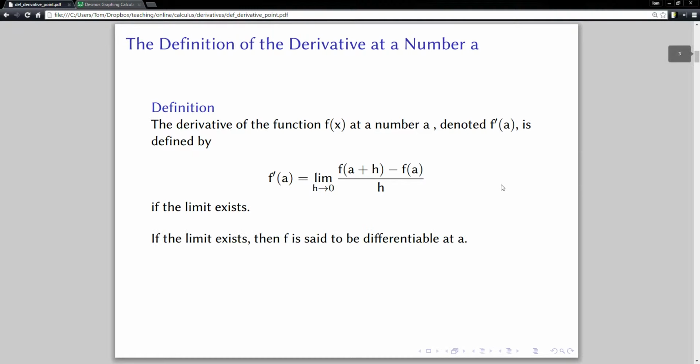So remember, if the limit exists, then f is said to be differentiable at a. So this is a property of a function at some number a, similar to continuity, right? We said f is continuous at a if f satisfies the three properties for continuity. So now we're going to say that f is differentiable at a if this limit exists. Okay.